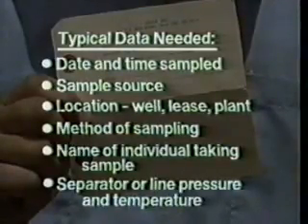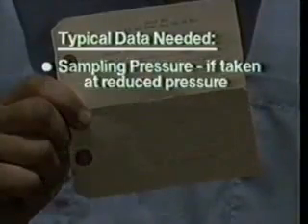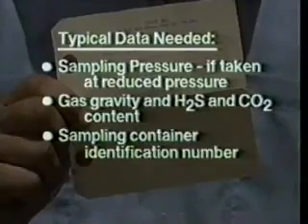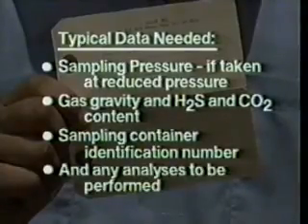If the sample is taken at a point remote from the actual separation vessel and the temperature and/or pressure are different, both separation pressure and temperature, and sampling point pressure and temperature should be given. Sampling pressure, if taken at a reduced pressure. Gas gravity and H2S and CO2 content if run in the field. Sampling container identification number, and any analyses to be performed.